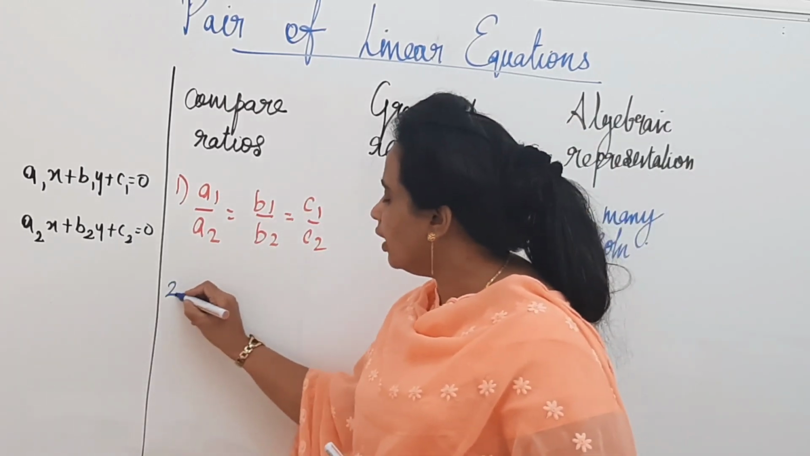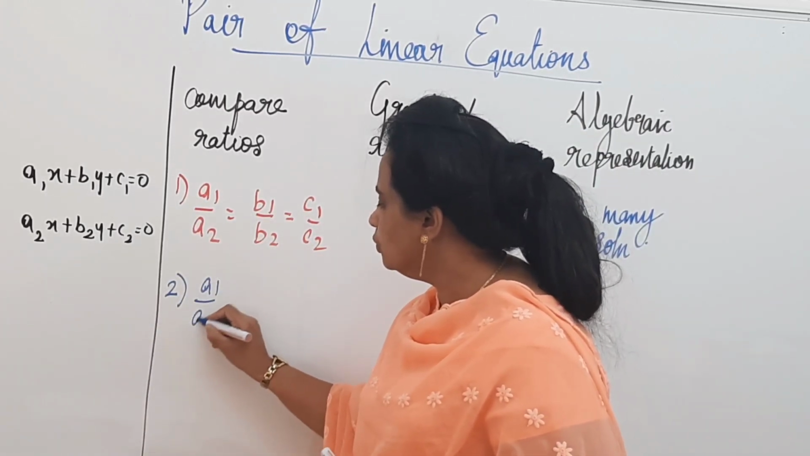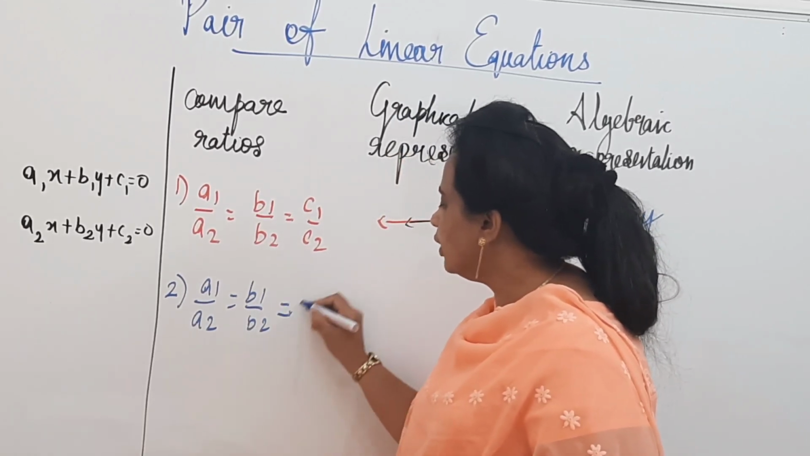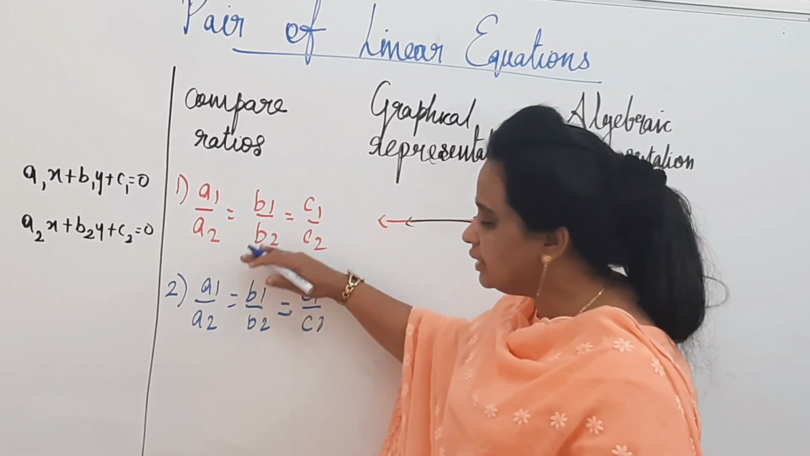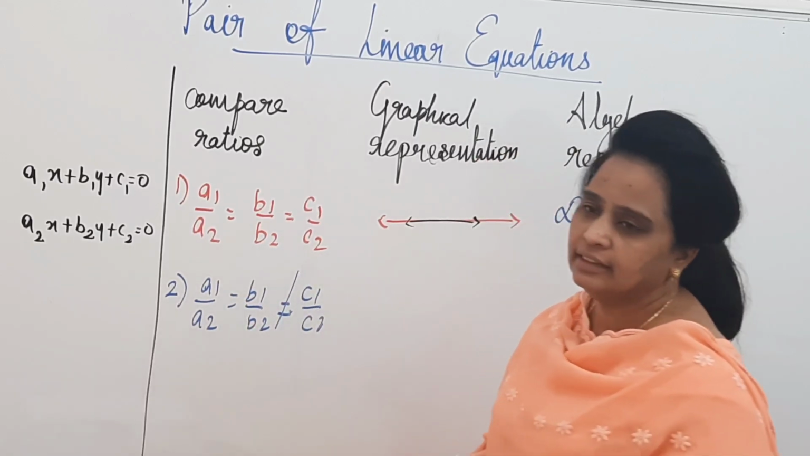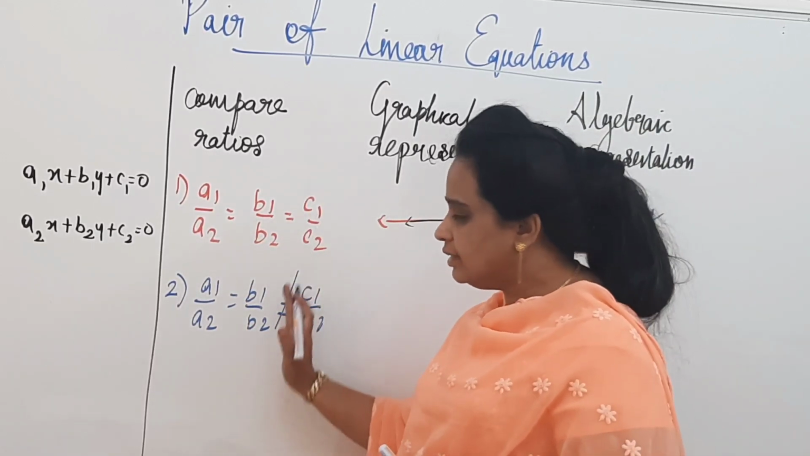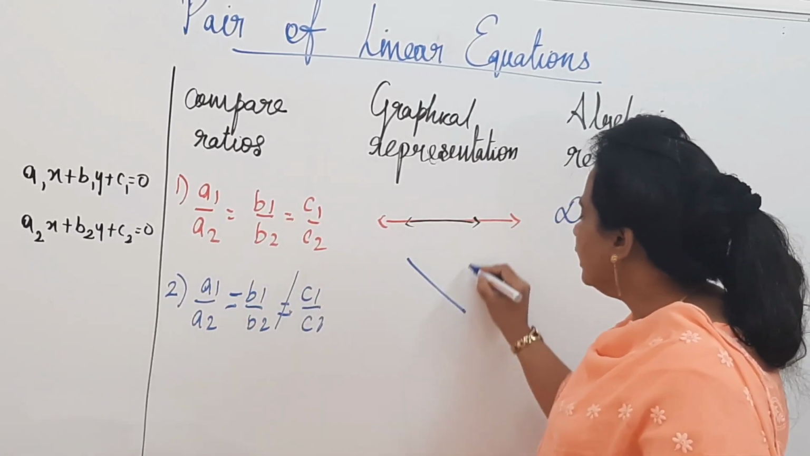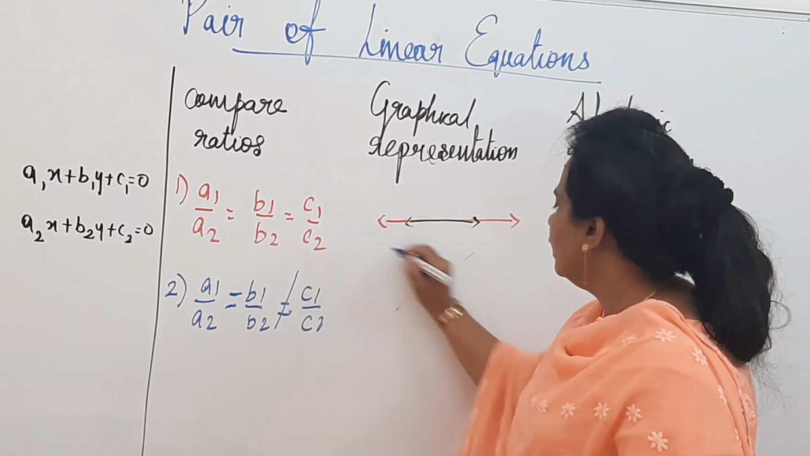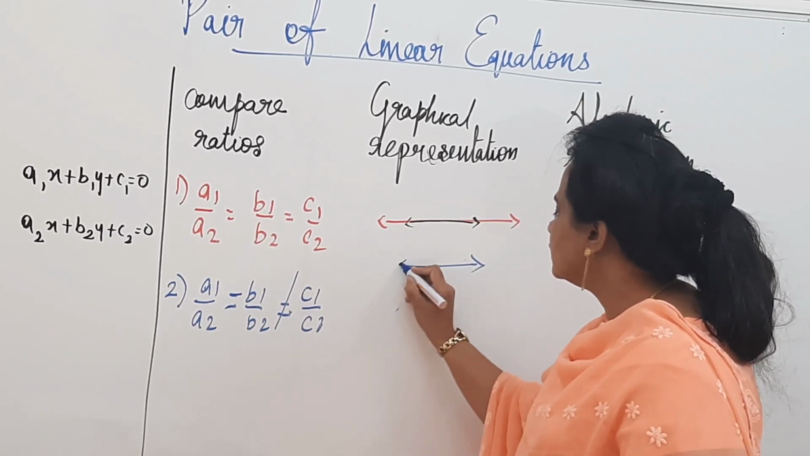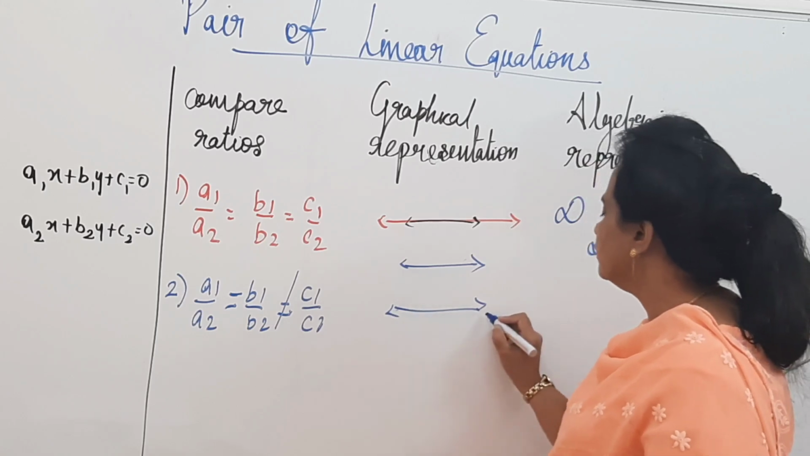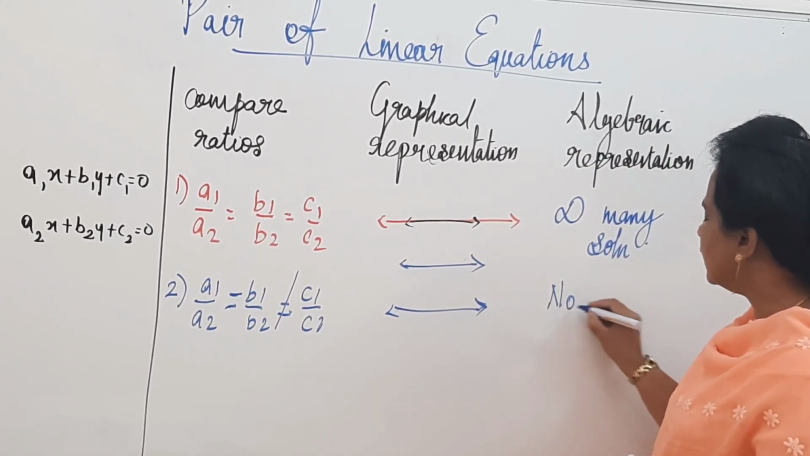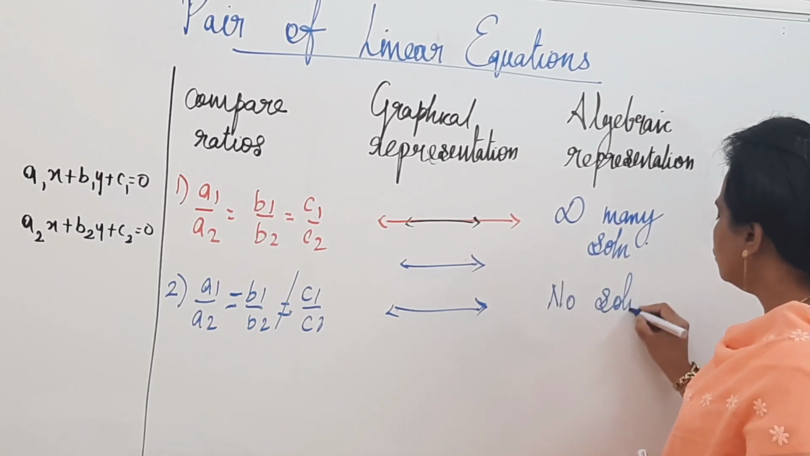And the second one, a1 by a2 is equal to b1 by b2 is not equal to c1 by c2. I have written this and I cut from the right side, I cut the first ratio. So you can see the graphical representation will be parallel lines. So the algebraic representation will be no solution.